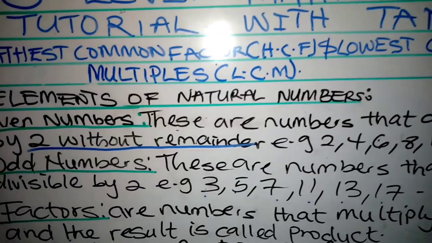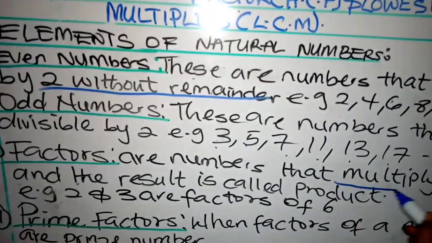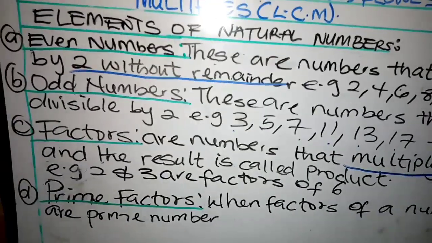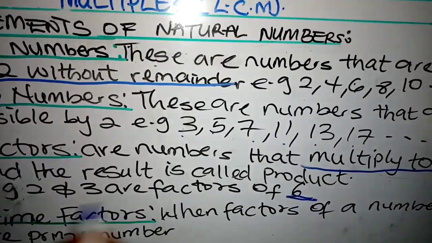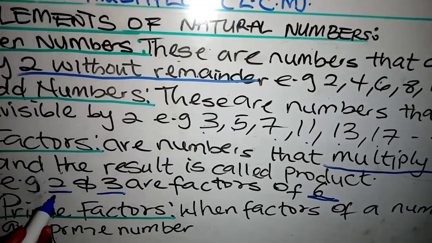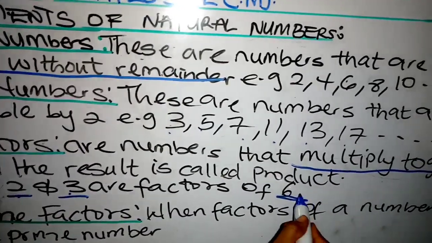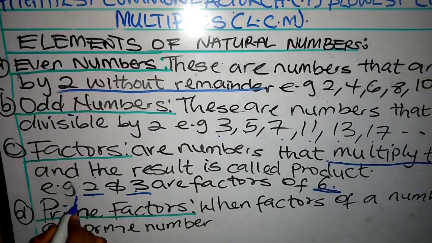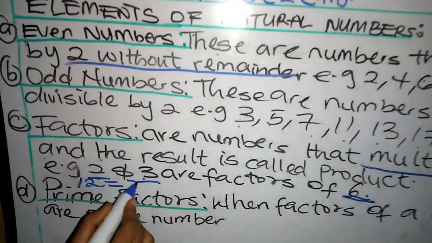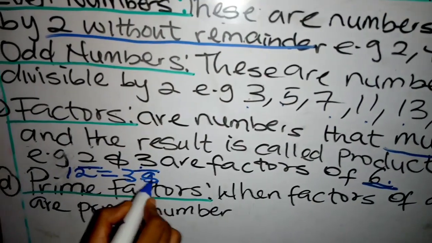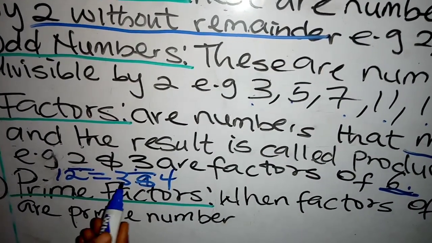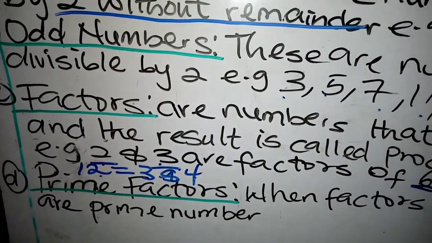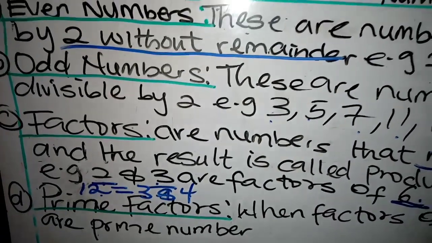Factors. Factors are numbers that multiply together and the result is called a product. For example, the factors of 6 are 2 and 3. Once you multiply 2 and 3 together, you get a product of what? 6. For example, also factors of 12, we have 3 and 4. Once you multiply these 3 and 4 together, you get a product of what? 12. So factors are numbers that can be multiplied together to give a product.